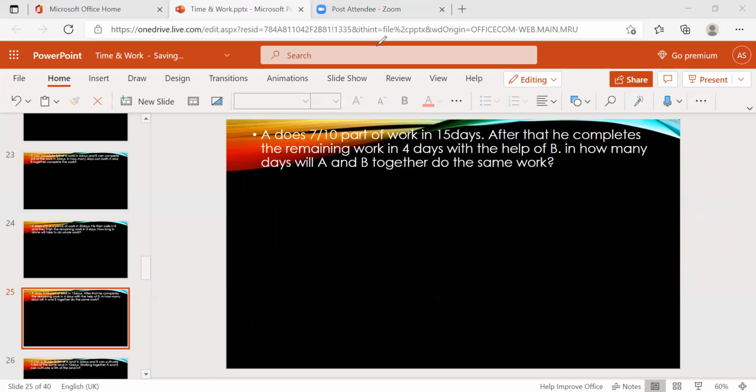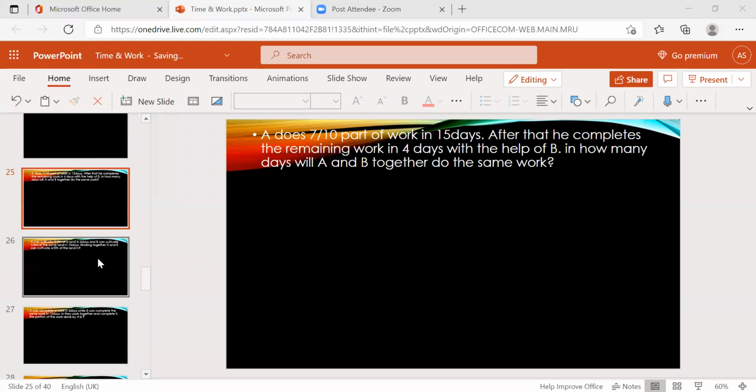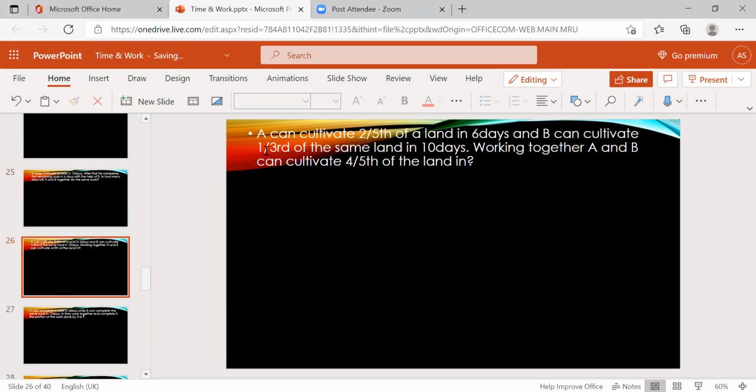Now clearing all this, and then next question. A can cultivate 2 by 5 of land in 6 days, and B can cultivate 1 by 3rd of the same land in 10 days. Working together, A and B can cultivate 4 by 5th of the land. How many days they are asking?